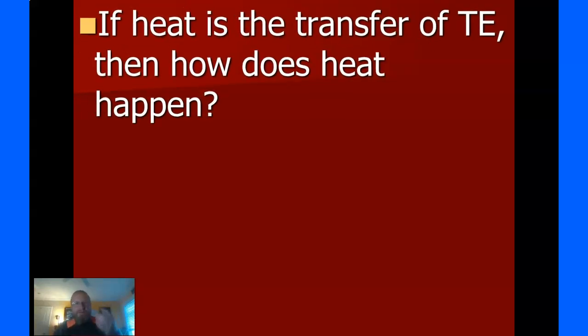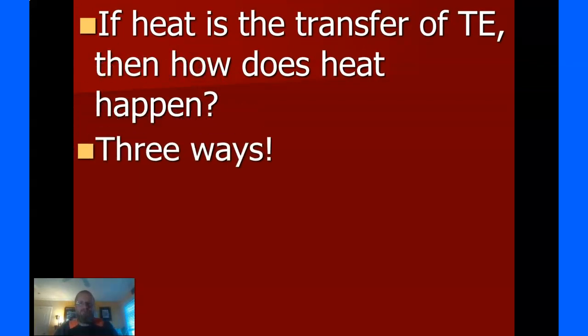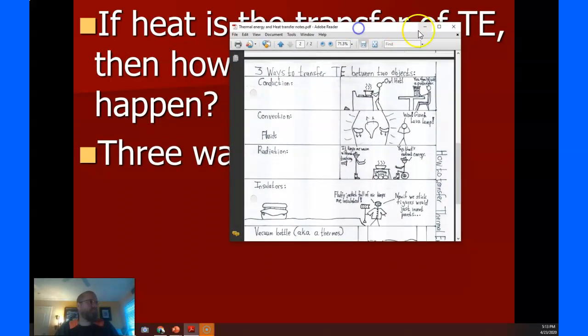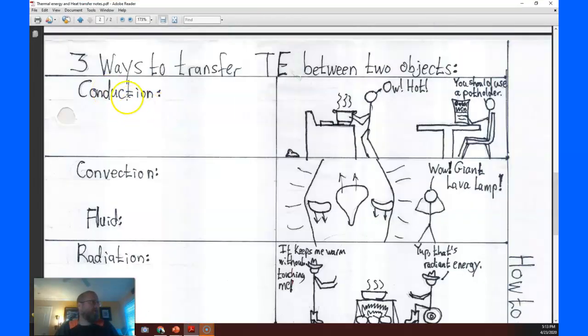Alright, if heat is the transfer of thermal energy, how does heat happen? 3 ways. Conduction, convection, radiation. I even have 3 little sections for you on the notes to write it down. Or you're writing your own notes.